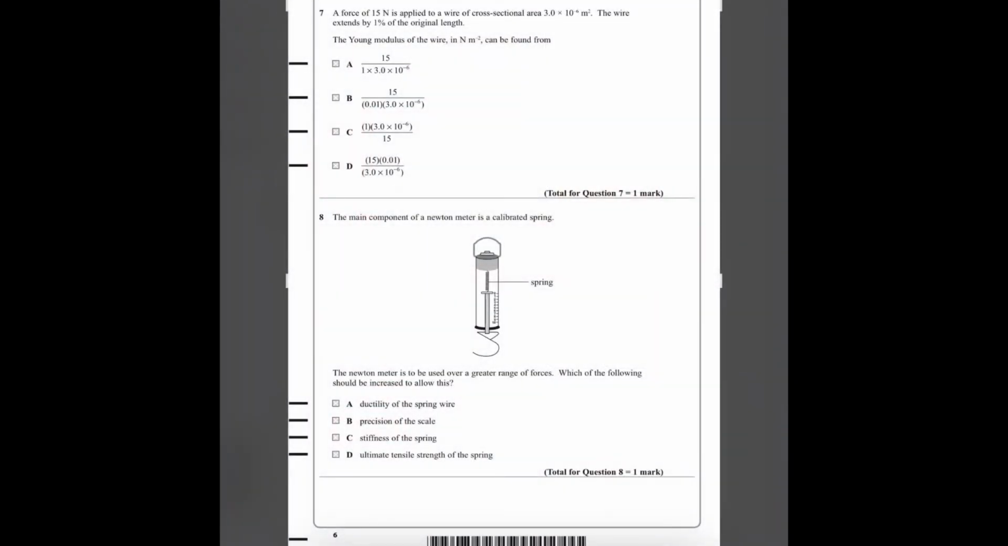Number 7. A force of 15 Newton is applied to a wire of cross-sectional area 3.0 into 10 to the power minus 6. The wire extends by 1% of the original length. The Young modulus of the wire in Newton per meter square can be found. So basically the Young modulus is the ratio of stress by strain, right? But what is stress? Stress is force per unit area, and strain is extension by original length, right?